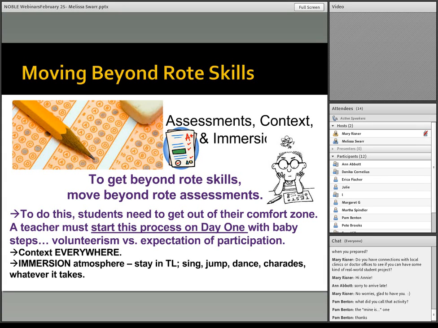And then lastly, when you look at rote skills and assessment and context and immersion, if you want to get beyond rote skills, you have to move beyond rote assessments. This is challenging because we do tend to lean on these assessments, and obviously, we have some weight on these types of assessments. So, to do this, the students have to get out of their comfort zone.